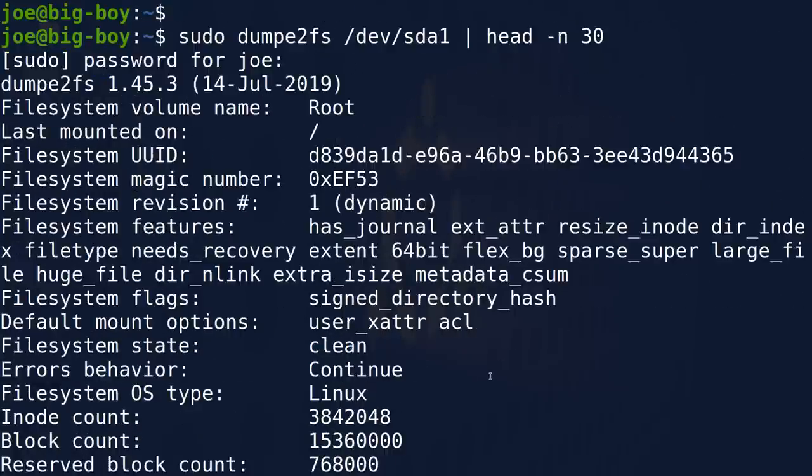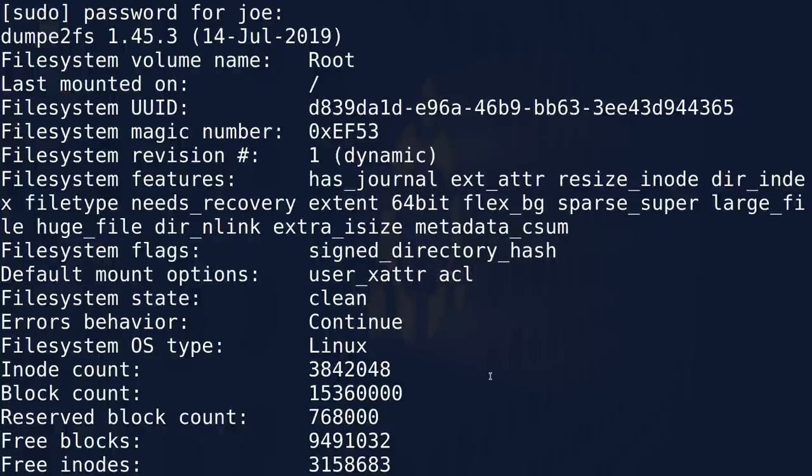This is the main, where the OS lives. And so you can see that I have named that file system root when I set it up using GParted, and it says it was last mounted at root. And then you got the UUID, which is the universal ID there, and the magic number, which I don't know what that is exactly, but like I said, file systems are deep, they go on and on. And it says it has a journal, and this is all of the attributes of the system, what file system features are turned on. So that's what that is right there.